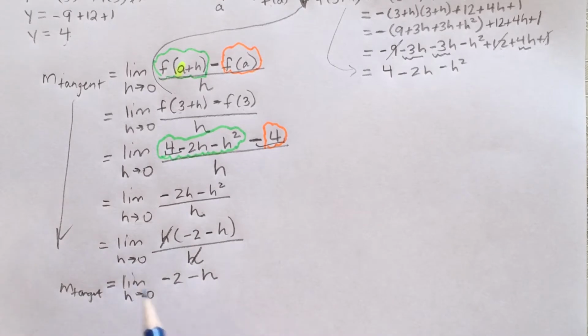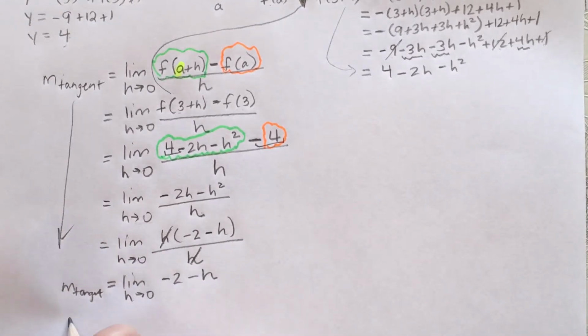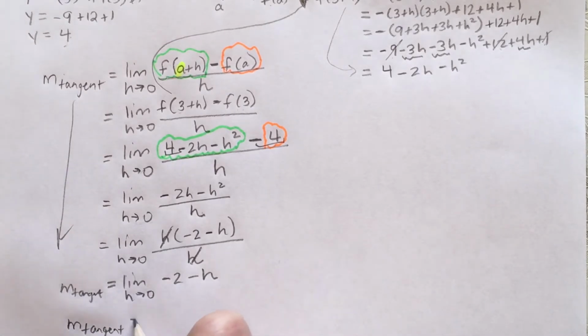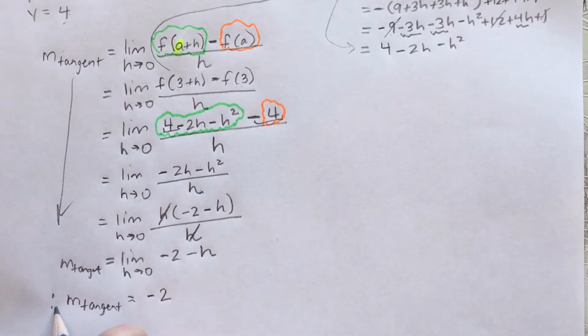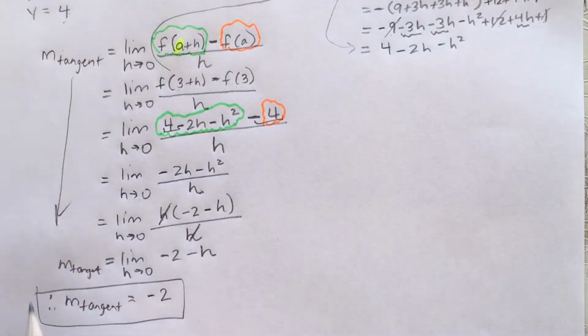So now we're free to let h approach 0 because that doesn't blow up our function, because we're not letting the denominator approach 0 anymore. So if we let h approach 0, the limit as h approaches 0 of negative 2 minus h is just going to be negative 2. So we've just shown that the slope of the tangent to that curve, y equals negative x squared plus 4x plus 1, at the point (3, 4), is negative 2. And so we've answered that question. So we could just put a little therefore in front, box up our answer, done.